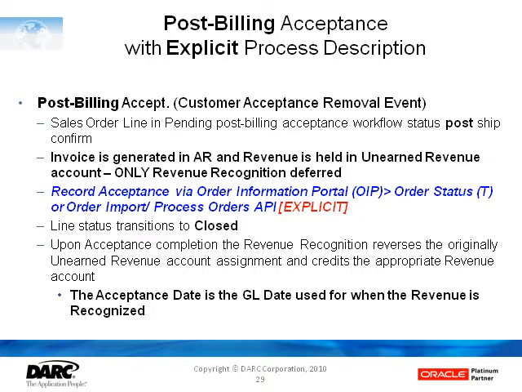When we run the explicit acceptance process, we can either do it automatically via the order import or process orders API, or manually via the OIP, the order information portal. Once that is recorded through either method, the line would transition to closed, just like before, and then once it goes from closed, your revenue gets reslotted. So the funds that were in the unearned revenue account would get reversed out, and then those monies would get allocated to the appropriate revenue account. Again, just like with the implicit processing, your acceptance date for post-billing is the GL date. That's what is reviewed in all your reporting for your revenue recognition.